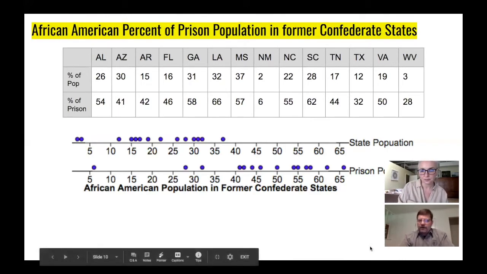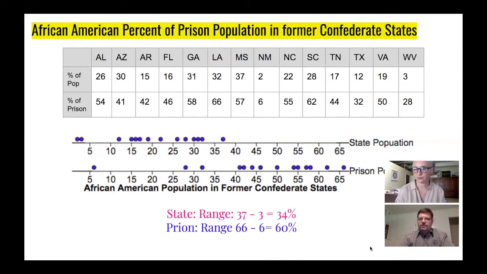Well, you could use the range. It seems that the range is higher for the prison population than it is for the entire state population. So we have a range of about 34% within the states, and then a range of about 60% within the prisons. Now, I still feel like I could do better talking about the variability of the data here. So what's another way I can talk about the variability of the data in this case, or in any case?